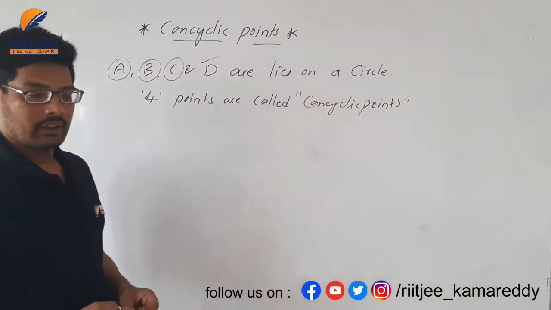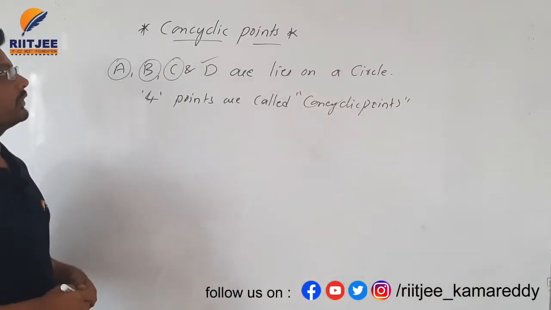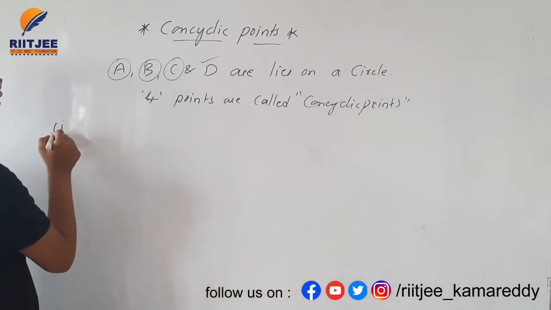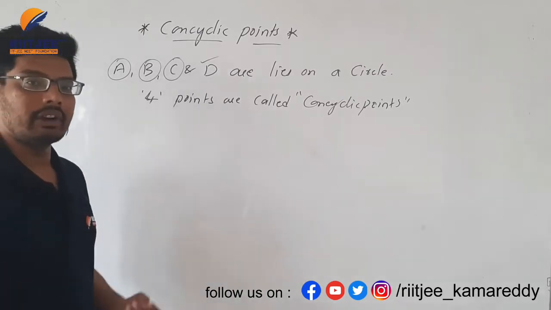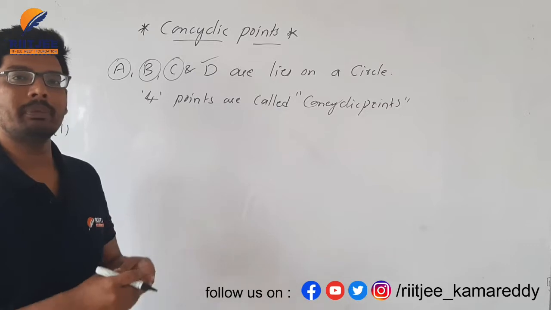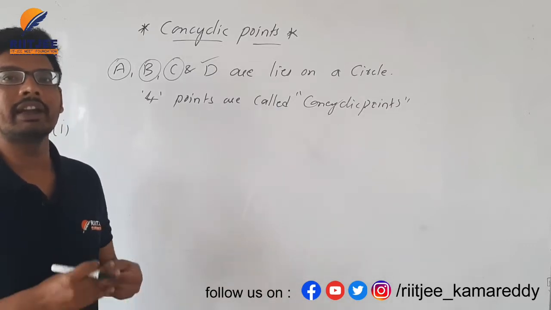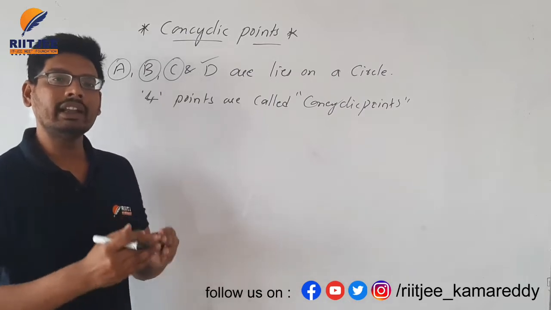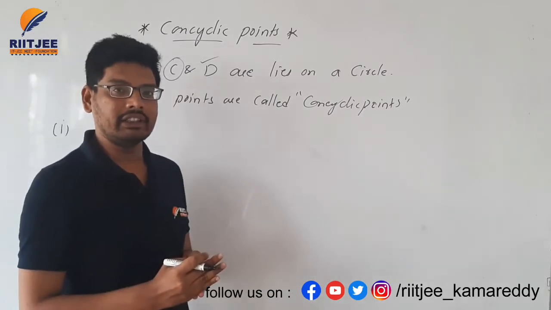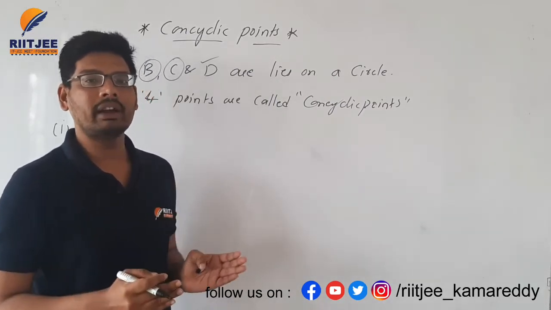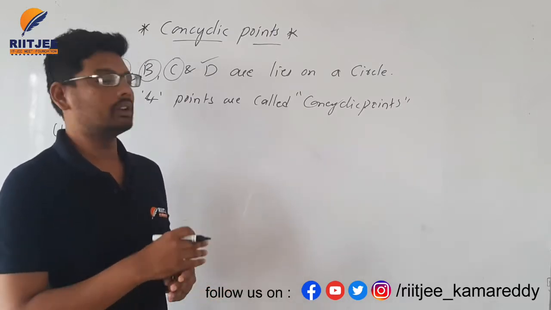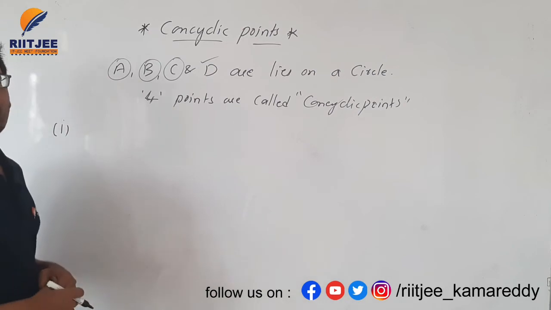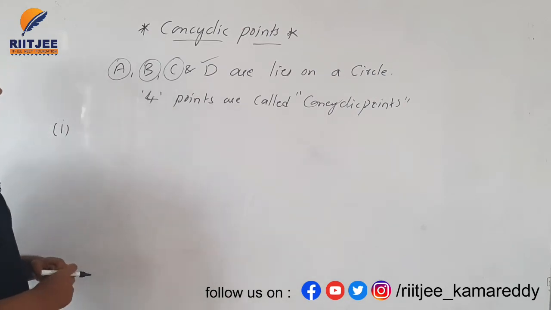Let us see some conditions for concyclic points. The first one is when two lines a1x plus b1y plus c1 is equal to 0 and a2x plus b2y plus c2 is equal to 0 intersect the coordinate axes at 4 distinct points. From those 4 distinct points, if we frame a circle, then the condition we have is the concyclic condition.